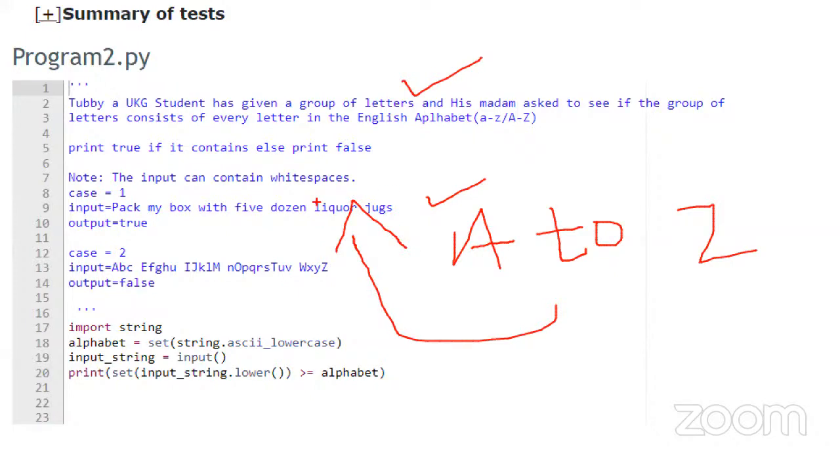So in this string, all the characters of the alphabet from A to Z appear. If it is so, you need to print the answer as true. If any one character is missing in the given string from the alphabet A to Z, we have to print false, right? So basically, you are reading a string, an alphabet string, right?